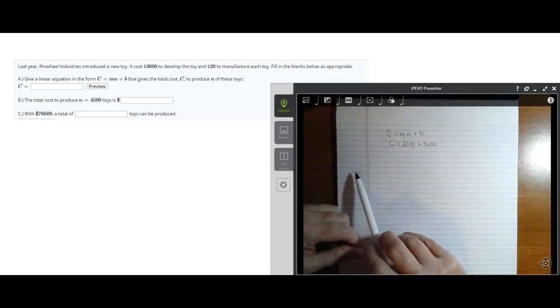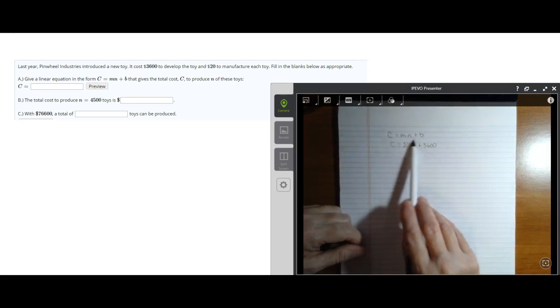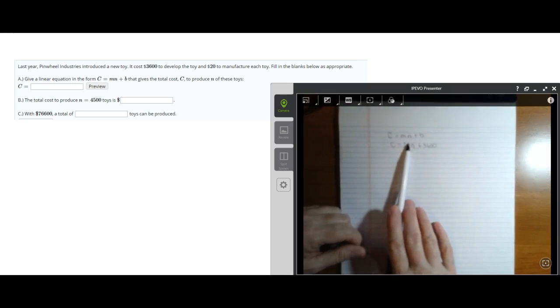Okay, so let's look at a problem here. Last year, Pinwheel Industries introduced a new toy. It cost $3,600 to develop the toy and $20 to manufacture each toy. So we're going to fill in the blanks, and we're given this as a model to go by.